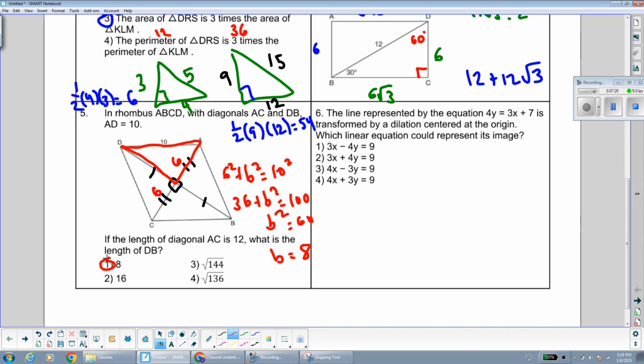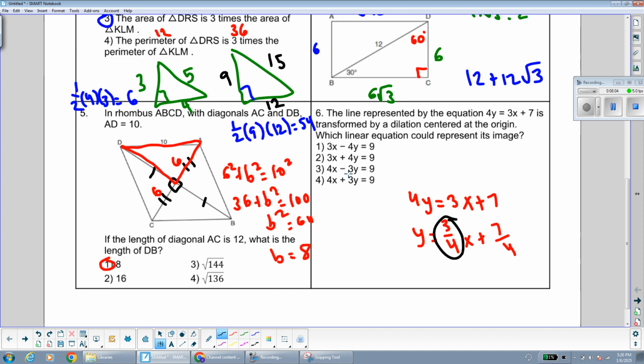Okay. For the next one, we have a dilation centered at the origin. I'm going to take the original equation of the line, and I'm just going to solve for y. So I'm going to divide everything by 4. 7 over 4 doesn't divide evenly, so I'll just leave it as is. And it is centered at the origin. So we can just take the y-intercept and we can just multiply by whatever the scale factor is. But the thing that we have to keep in mind is that the slope stays the same before and after a dilation because dilations make parallel lines. So the slope will be the same.